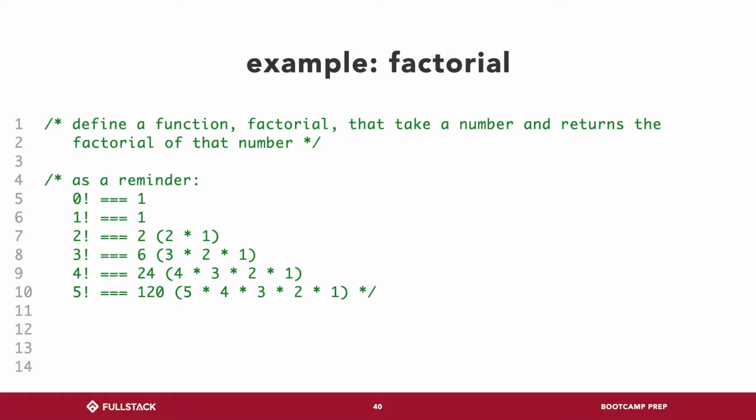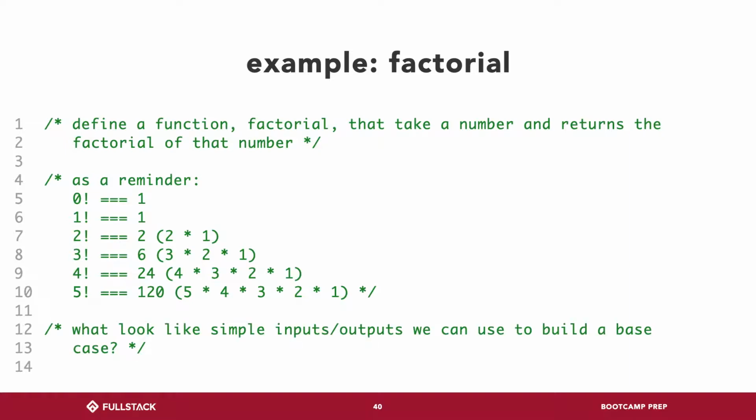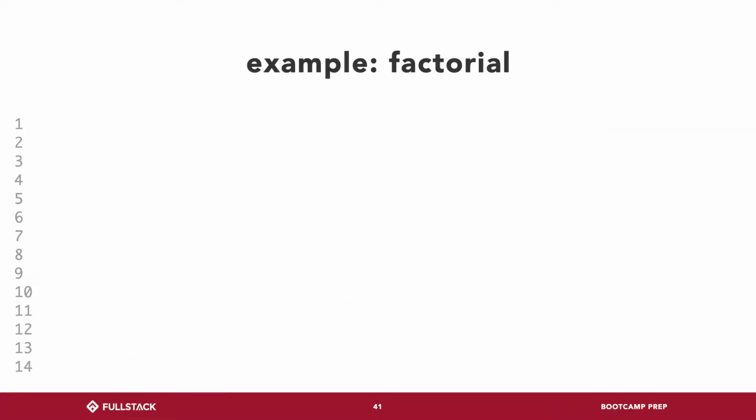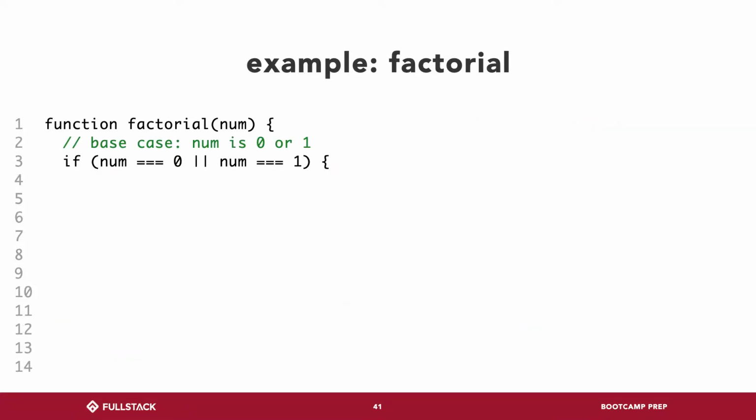Who, by looking at this source of truth, can tell me what the base case will probably be? If the number is 1 or 0. Correct. So, like you just determined, factorial of num: if num is triple equal to 0, or if num is triple equal to 1, okay? We return 1.